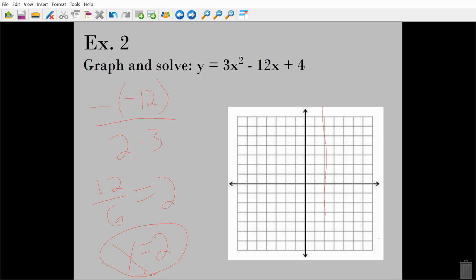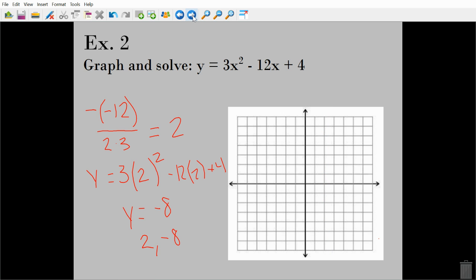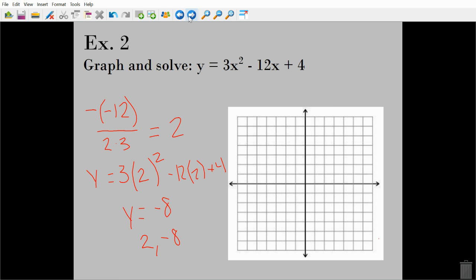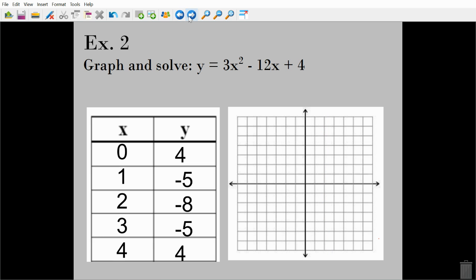Now that axis shifts to the right 2, right here, somewhere along there is where our vertex is going to be. How do we find that? Well, we plug in 2 for x now into the original equation. And I got that right here already. So that's right here at the bottom. When you plug in 2, you get -8. So that is our vertex now. Again, axis of symmetry, x equals 2. Our vertex is -8 then.